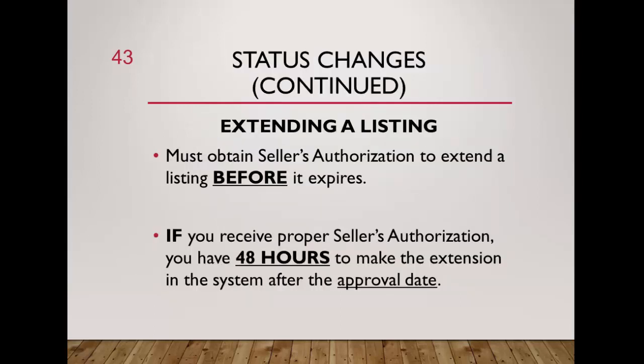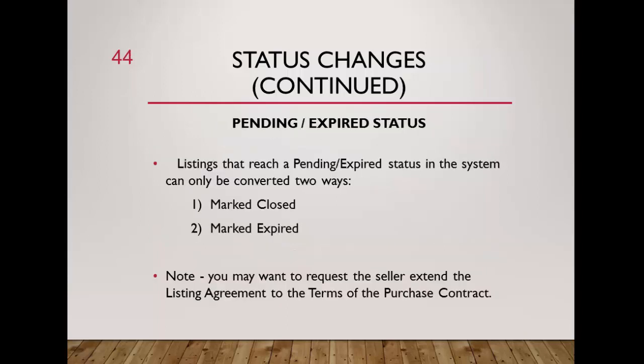When you extend a listing, it's important to remember that you must receive that seller's authorization to extend the listing agreement before that listing expires. If you do receive that authorization before it expires, you do have 48 hours to make that extension in the system. We have a status called pending expired.